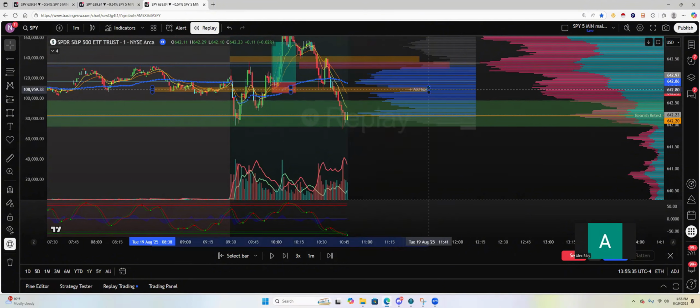And we see we've actually made a couple new low volume nodes. Let's make sure we are marking those off.